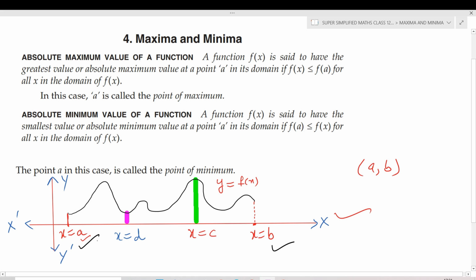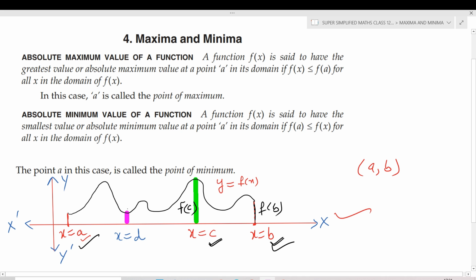So at some points the function has got more height, at some points it has got less height. Out of all these values that the function is attaining, if you take the point x equal to b, the value of the function at x equal to b is f(b). If you take the point x equal to c, the value of the function at x equal to c is f(c).